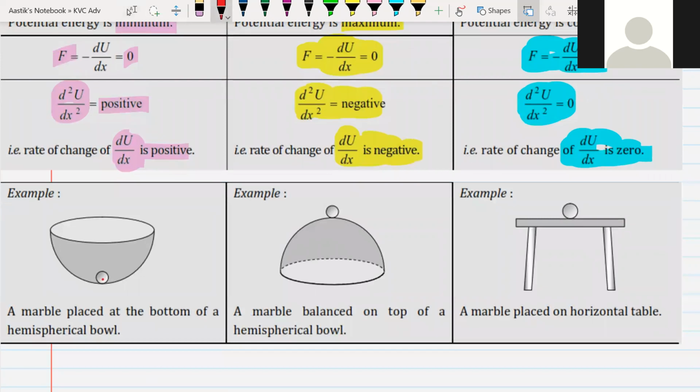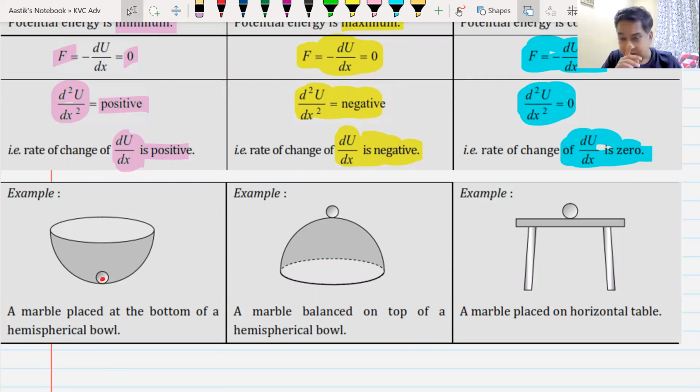This is the point of stable equilibrium. As long as you are here, as long as you are at the lowest point, there is no force. But if I push you upwards, the force will act in this direction. If I push you on this side also, the force will act in this direction and you will come back. Do we understand this? Yes, sir.